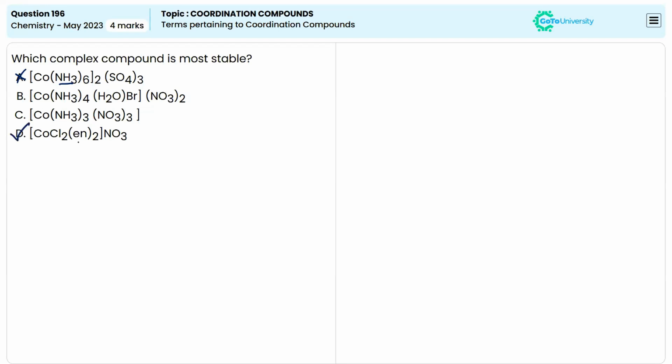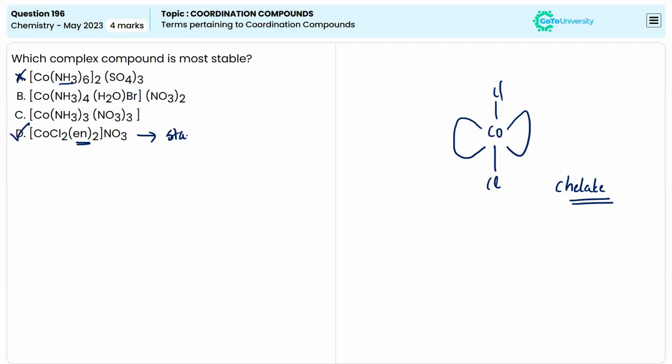option D, we have ethylene diamine. This is a bidentate ligand and they can produce ring structures because cobalt is there. So two chlorine atoms will be there, that is two chlorine ligands, and ethylene diamine 2 means they will produce the ring structure. So this is a chelate. So they are highly stable.